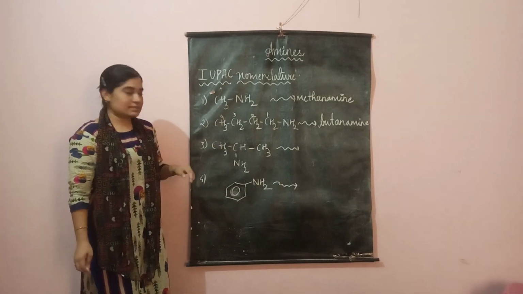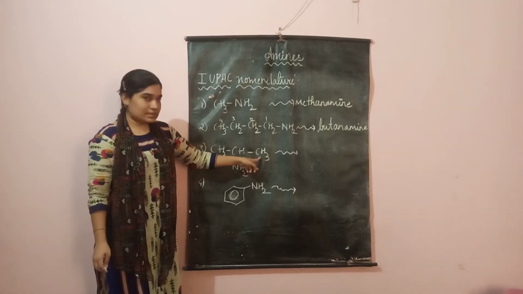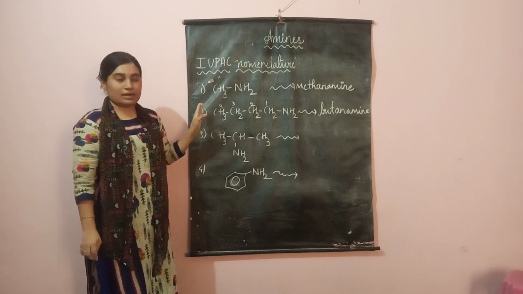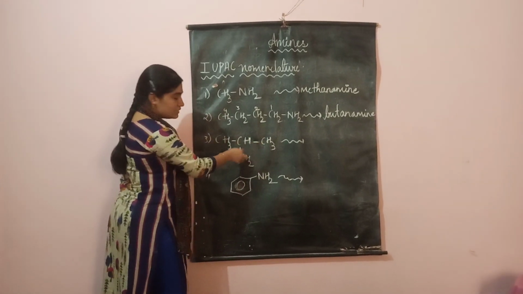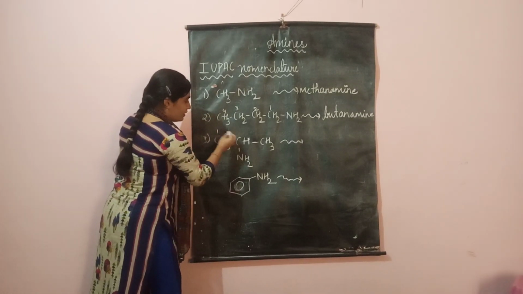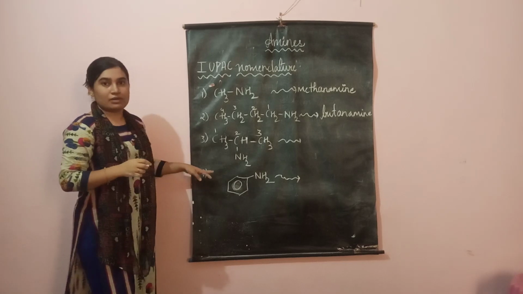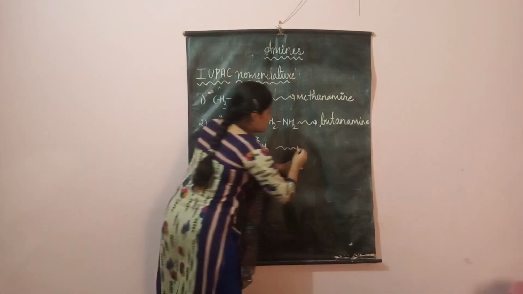Next, moving on to the next example. CH3CH, NH2 is written CH3. Now comes the example where NH2 is not present on the first carbon atom. So I can start the numbering from any side, from left or right, because it is at the center now. So 1, 2, 3 carbon atoms. So what will be the name? 3 carbon atoms, propane. Propane is the name.